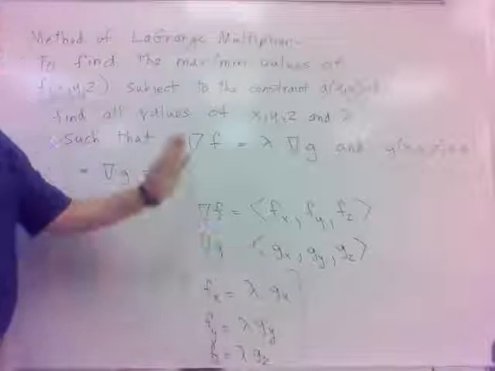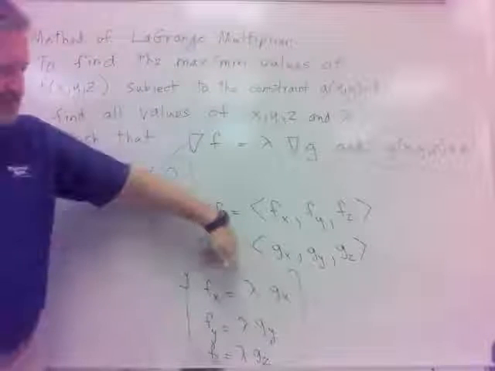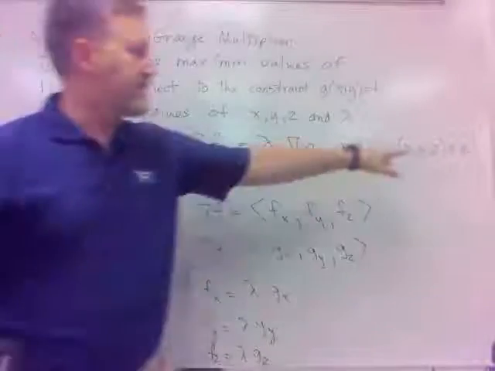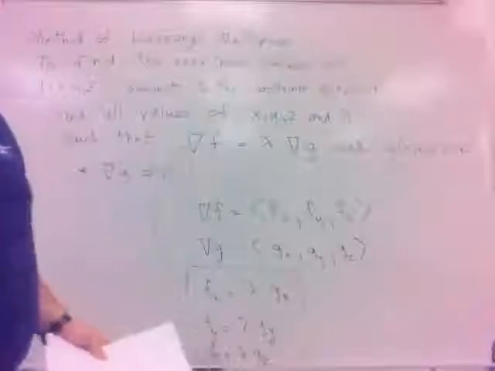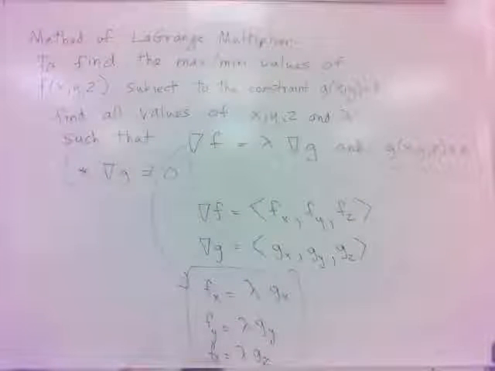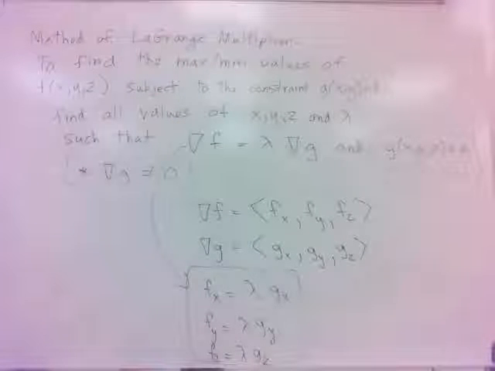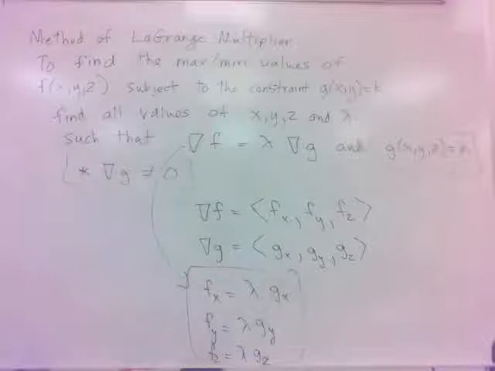Because this is an x, y, z equation, so all these are going to be in x, y, and z. And so is this one, because that's just a number. Okay? All right. So to find the max and min values, you're solving a system of four equations for four unknowns, which can sometimes be a little tricky, but you have to use it. Okay.